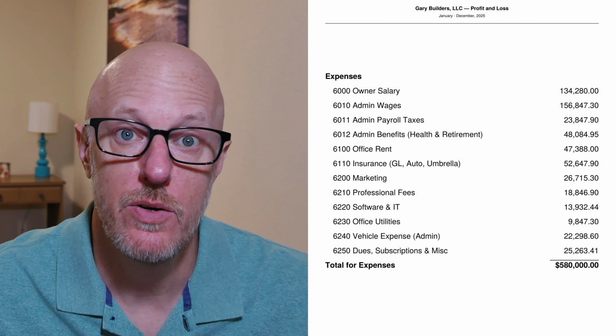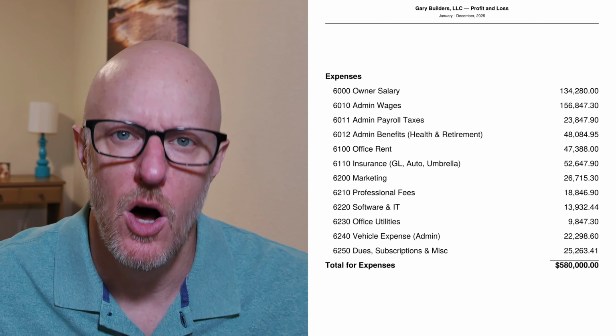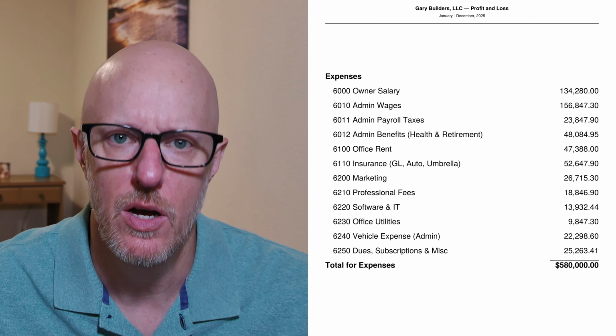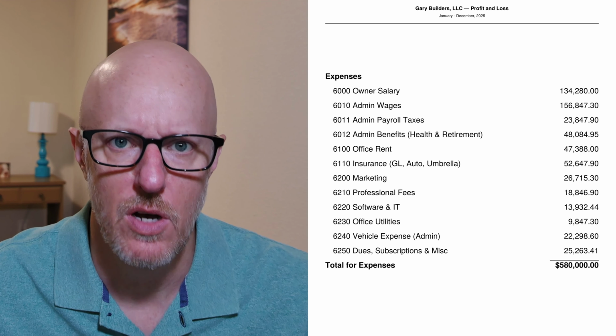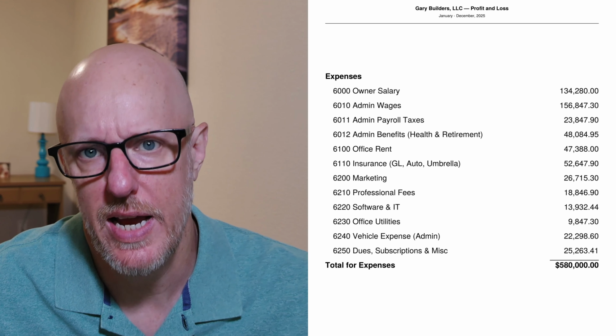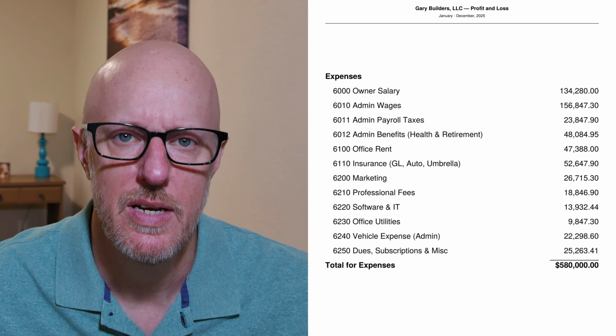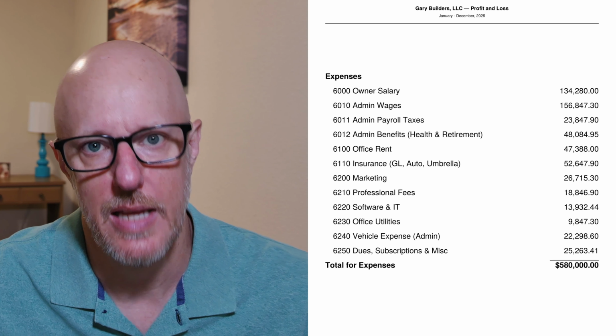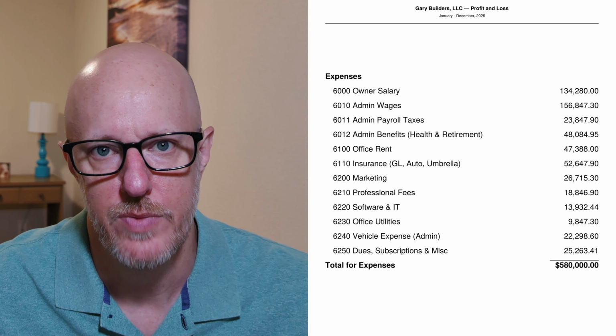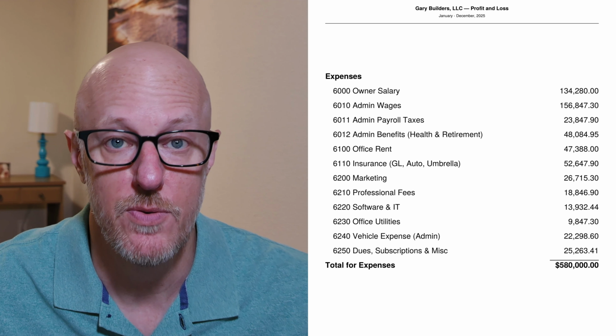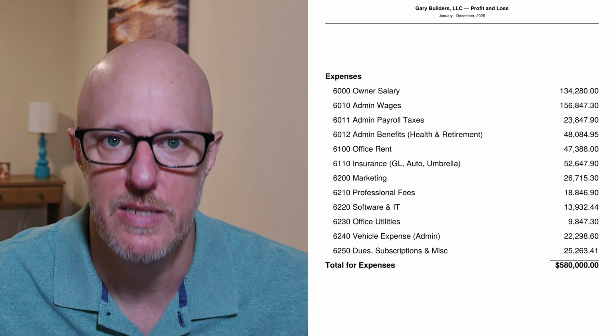On Gary's P&L, you can see real examples of this. Office rent, general liability and auto insurance, marketing, software, and his admin staff's wages, taxes, and benefits. Same detailed breakdown we saw on the labor side of cost of goods sold. You'll also notice Gary pays himself a real salary sitting right here in this section.